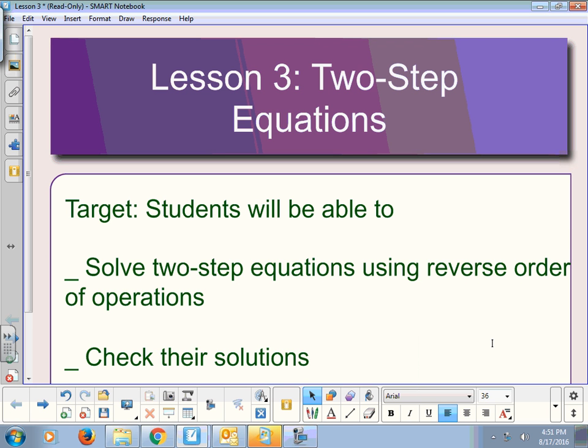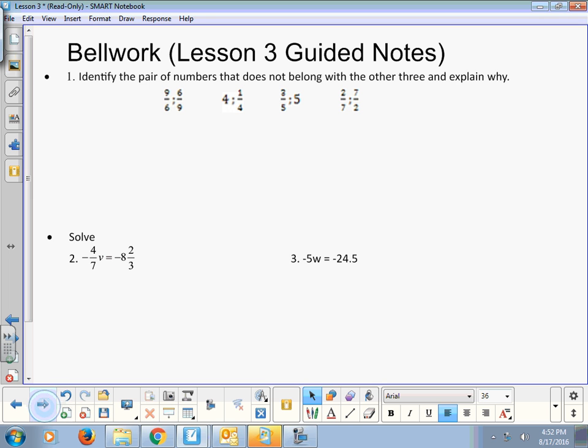Lesson 3 is on solving two-step equations. The target for today's lesson is students will be able to solve two-step equations using reverse order of operations and check their solutions. For your bell work, there are 3 questions that review solving one-step equations with rational coefficients. Question 1, you need to determine which pairs do not belong, and numbers 2 and 3 are solving equations.